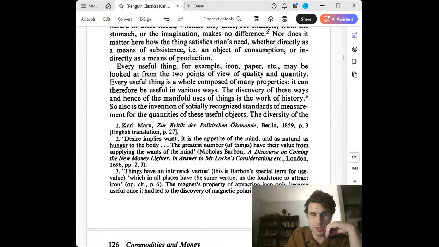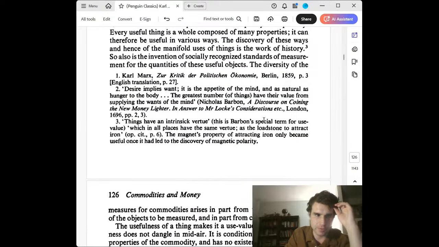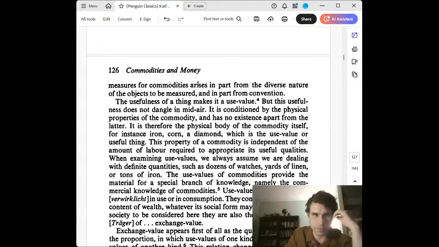So also is the invention of socially recognized standards of measurement for the quantities of these useful objects. The diversity of the measures for commodities arises in part from the diverse nature of the objects to be measured, and in part from convention. Right? So a barrel of wine, that's a commodity-specific unit of measurement. And it has something to do with wine, right? Because you have to put wine in a barrel. A bottle, too, right? Could be a measure in that way. But where we draw the distinction between different sizes and things like this can be conventional, too. But there are these standards of measurements.